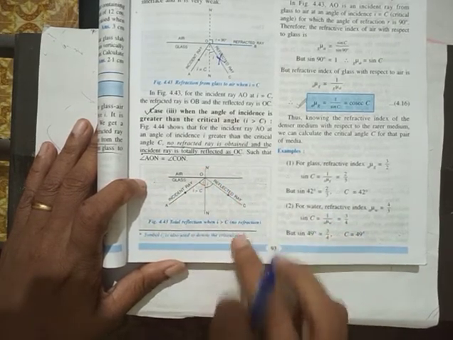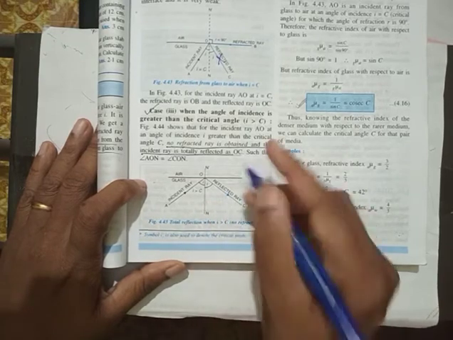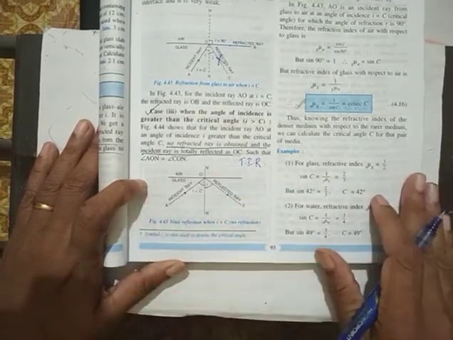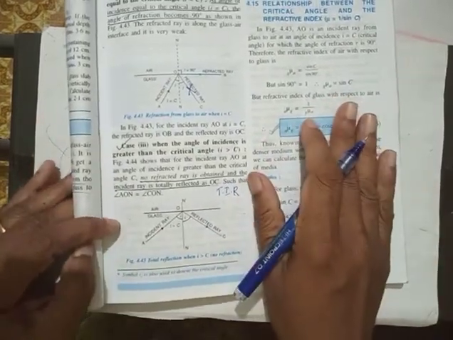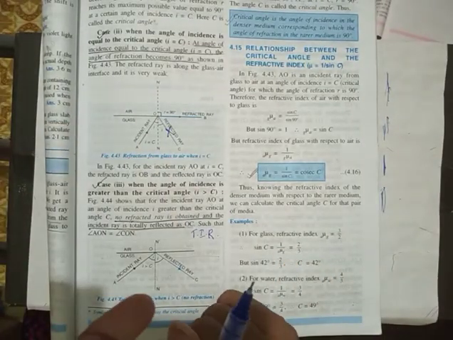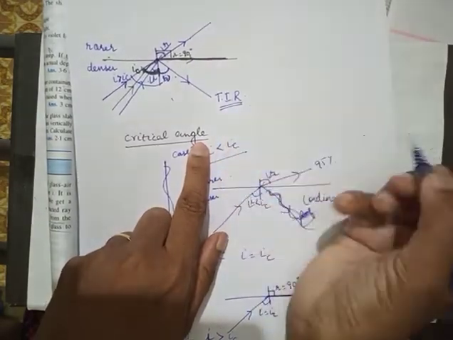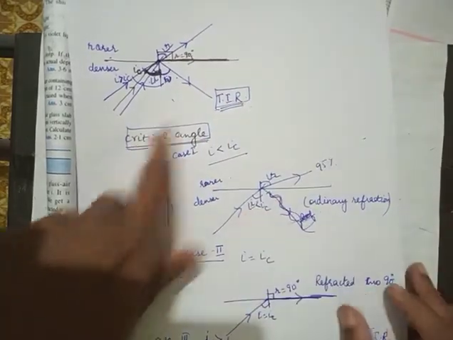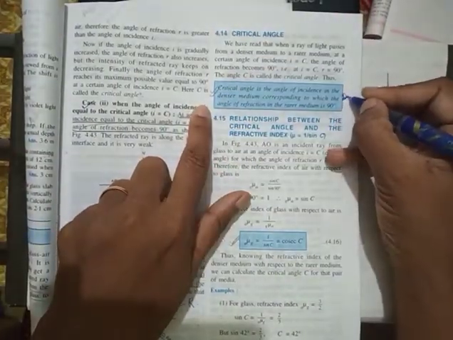So this is what will happen, and this phenomenon is called total internal reflection, about which we are going to see in detail in this chapter, and it has lots of applications. Hope you have got it, children. From this we are going to get two definitions. These are the two new terms for you: critical angle and total internal reflection. We have to define these two. Now see the definition of critical angle. This is the definition.